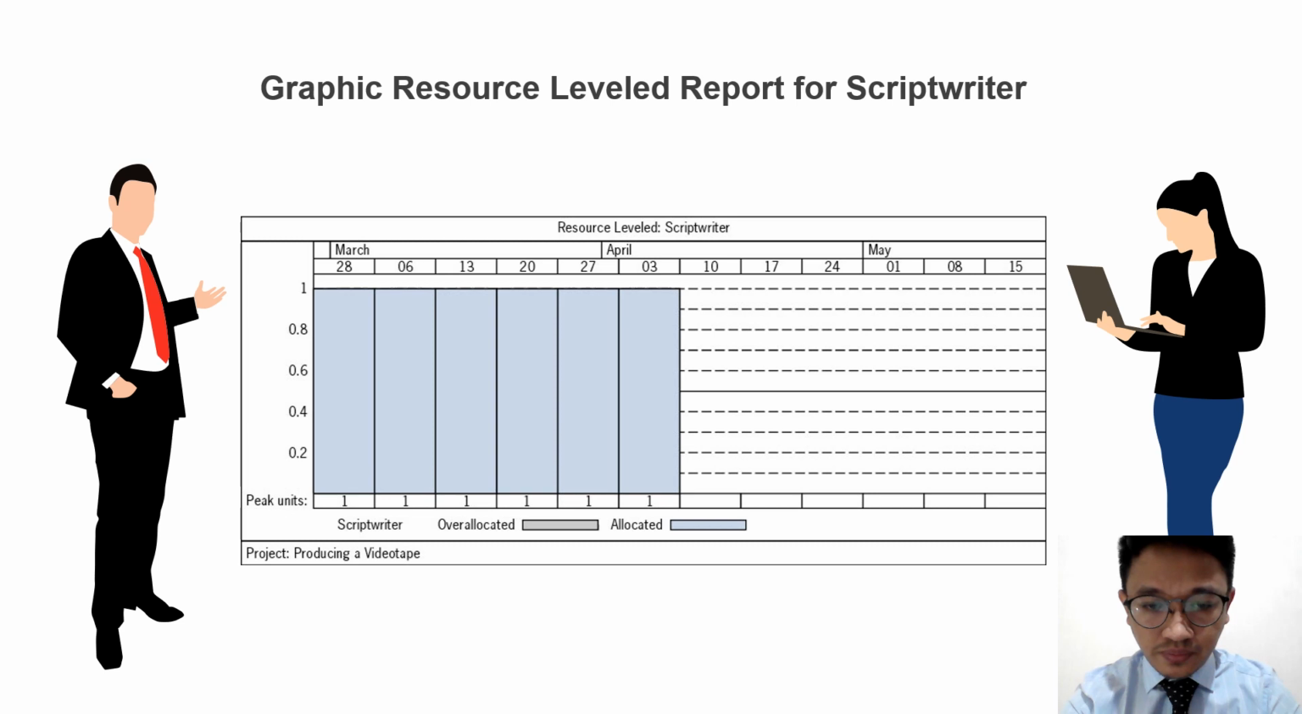scriptwriters. The graphic resource level report for the scriptwriters displays allocated resources in blue. This visualization indicates the scheduled workload for the scriptwriters, showing the balanced allocation of resources across various tasks or time periods. It helps ensure a more even distribution of workload, preventing overburden and optimizing the scriptwriter's efficiency throughout the defined time frame.